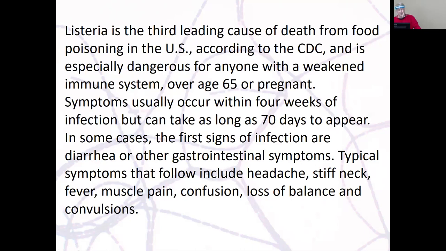It's the third leading cause of death from food poisoning in the United States, according to the CDC. Especially dangerous for anyone with a weakened immune system, over 65, or pregnant. Symptoms usually occur within 4 weeks. That's like a month out, and all of a sudden you're sick. Infection can take as long as 70 days to appear. 70 days, right? I couldn't even remember if I ate something 70 days ago.